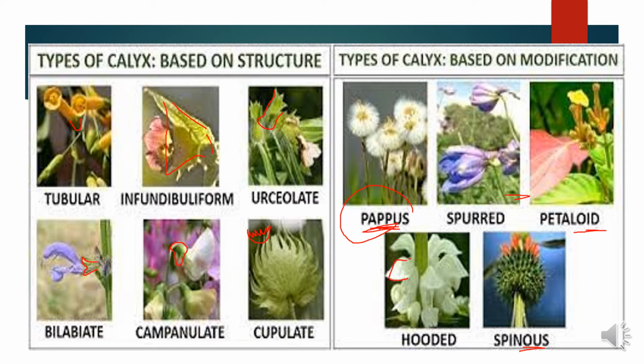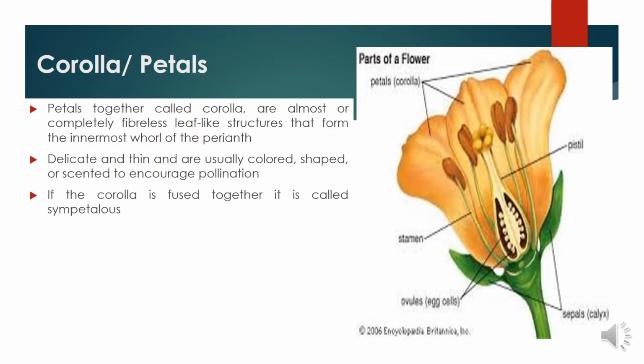The sepals can also be hooded. Here we see this structure: petals, hooded, colored sepals. Next is the corolla, the second inner whorl of a flower. And we see that these are the petals.